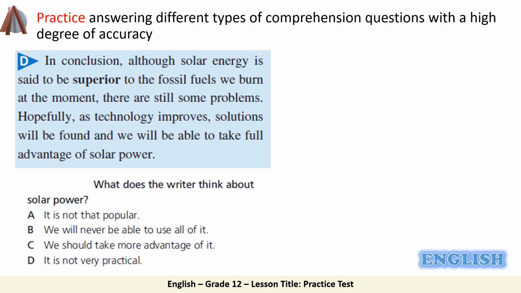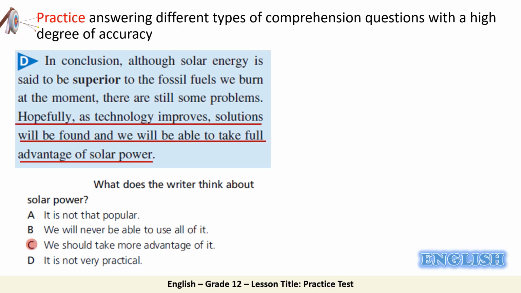Again, for this question, I would like you to pause this video here and select the option that shows the writer's attitude of solar power. Well done. Let's see. Which answer have you chosen? Great. The writer thinks that we should take more advantage of it. And you see that the justification has been highlighted in the paragraph, and he mentions that we will be able to take full advantage of solar power.